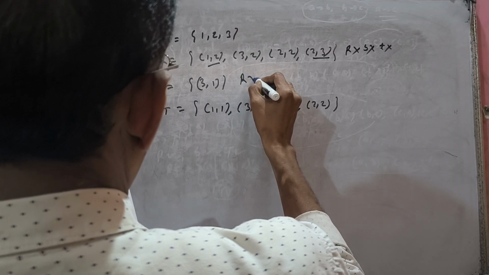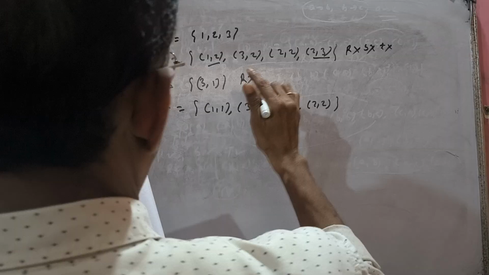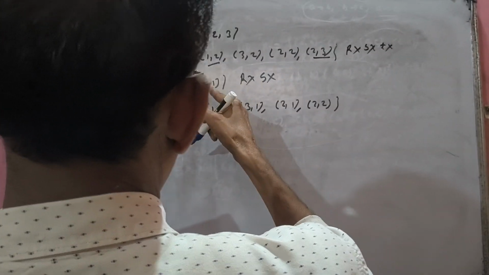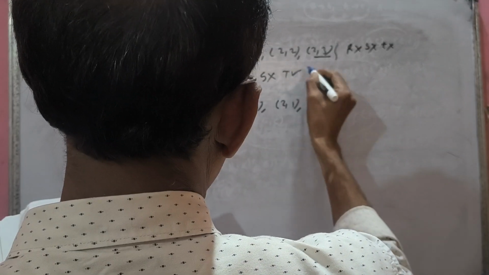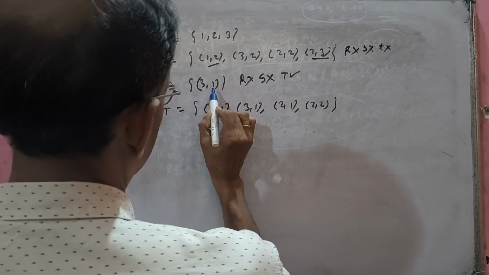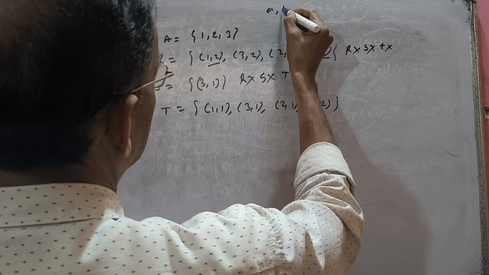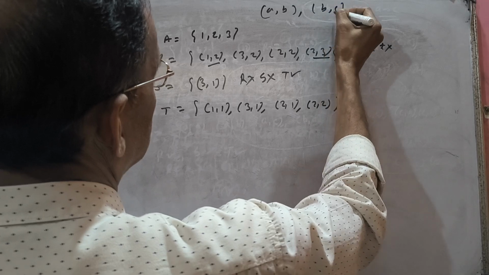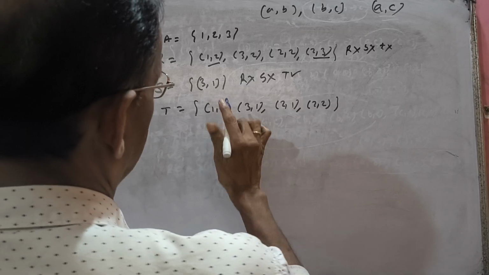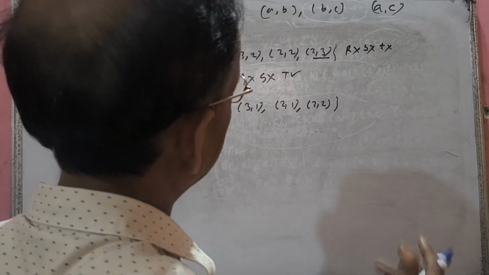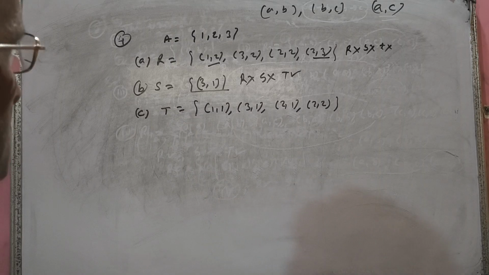Number B. Reflexive, obviously not there: 1 is not here, 2 is not here, 3 is not here. Not symmetric: 3, 1 is there, 1, 3 not there. Transitive, it will be automatic. AB is here, but BC is not provided. If AB is provided and BC is also provided, then we will search for AC. With a single ordered pair, it is always transitive.